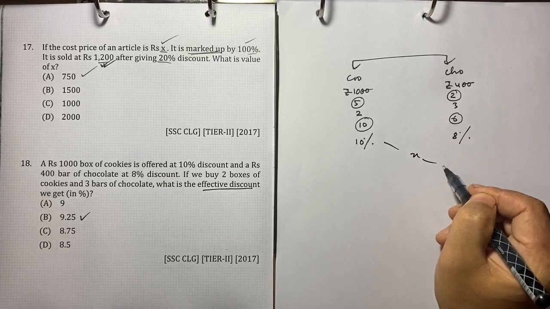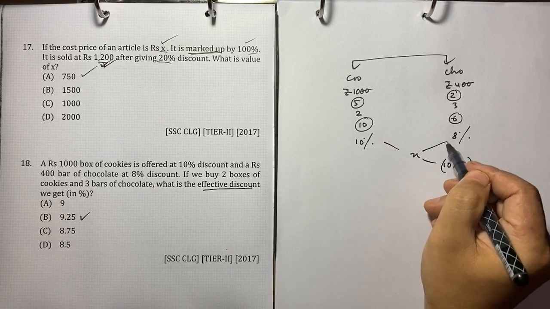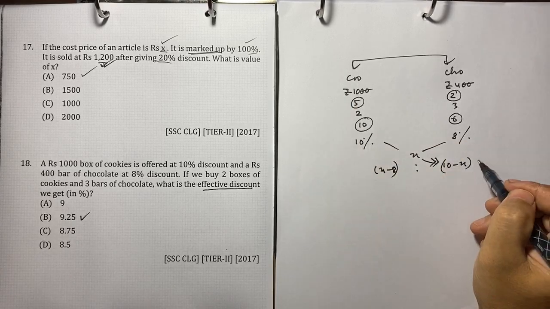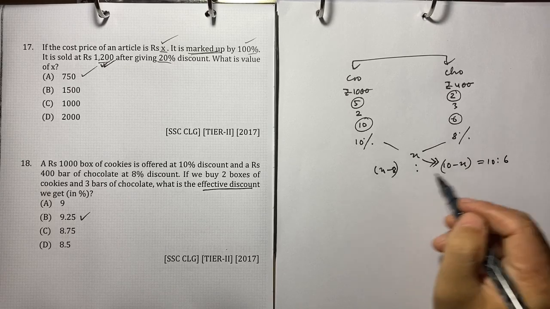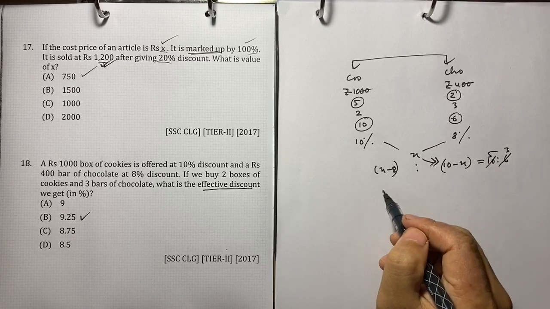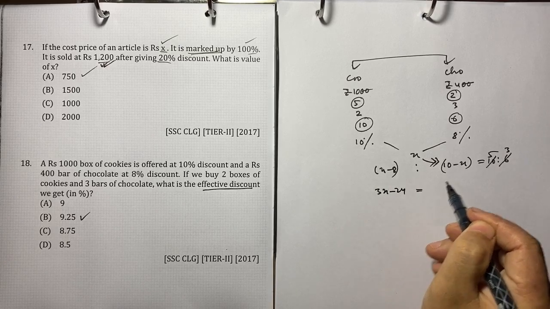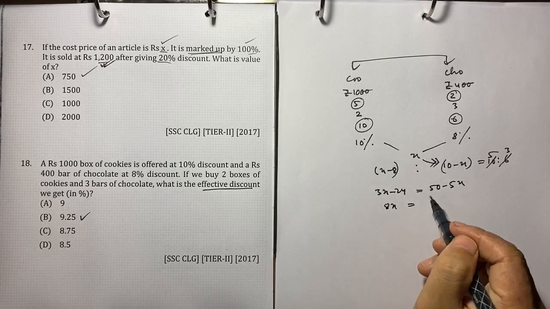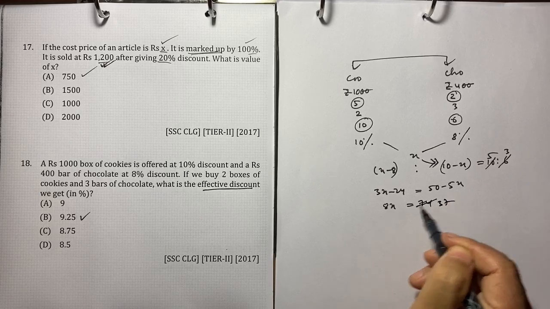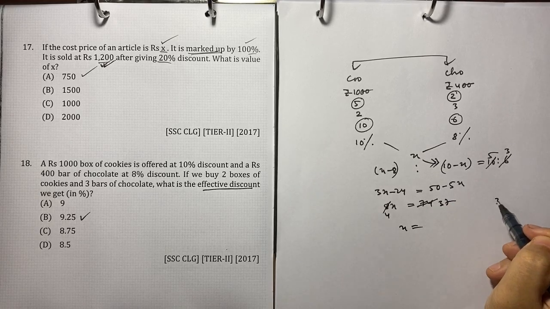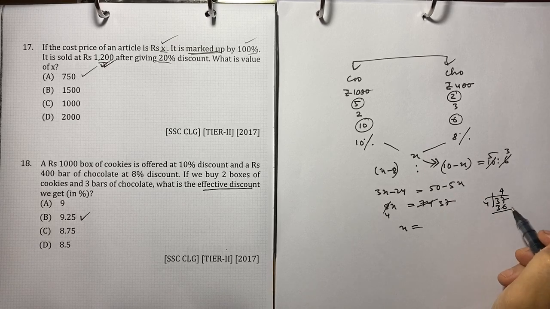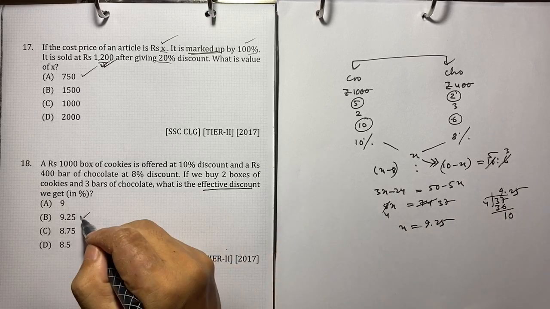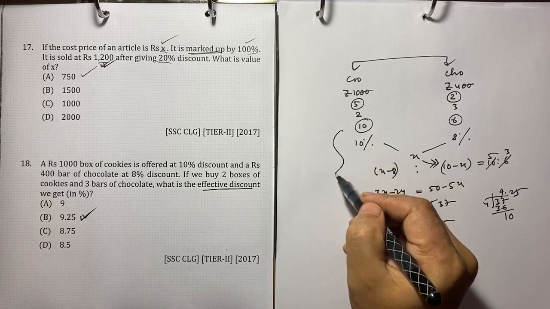So this will be 10 minus x, and this will be x minus 8. The ratio in the question is 10 is to 6, so canceling gives 5 is to 3. Cross-multiplying, 3x minus 24 equals 50 minus 5x. So 8x equals 74, and canceling gives 37 divided by 4. So x equals 37 divided by 4, which is 9.25. So the answer is 9.25. This problem can be solved with the allegation method.